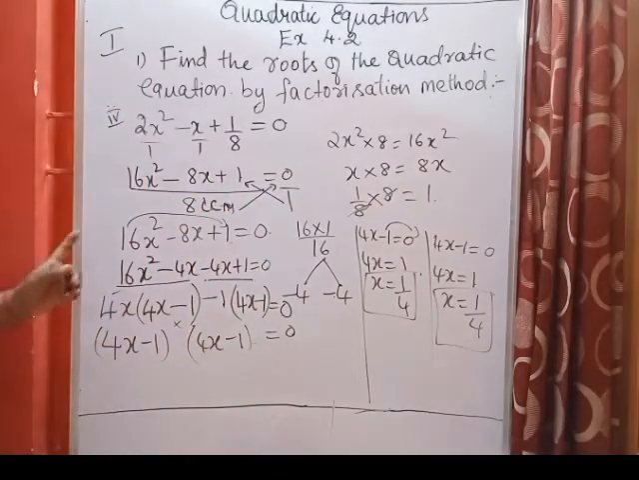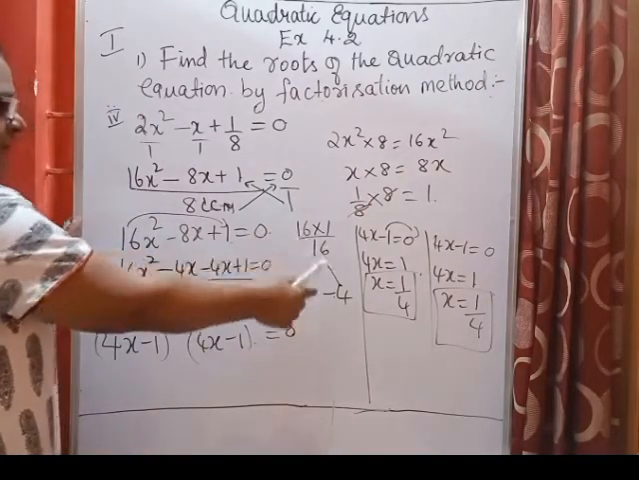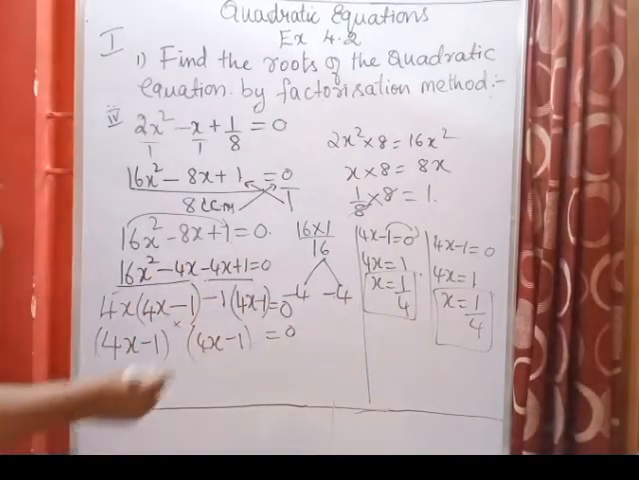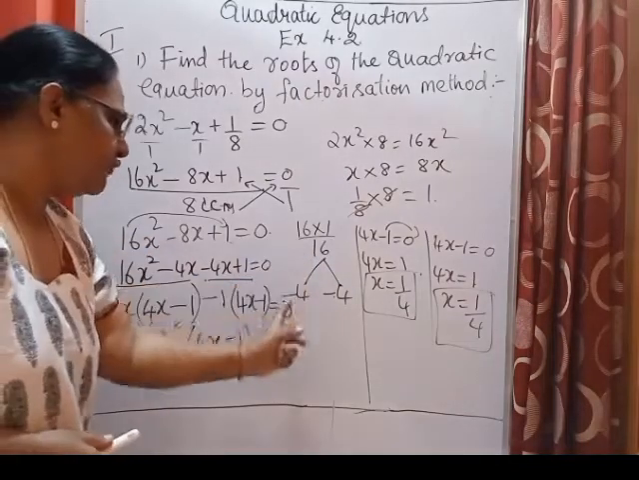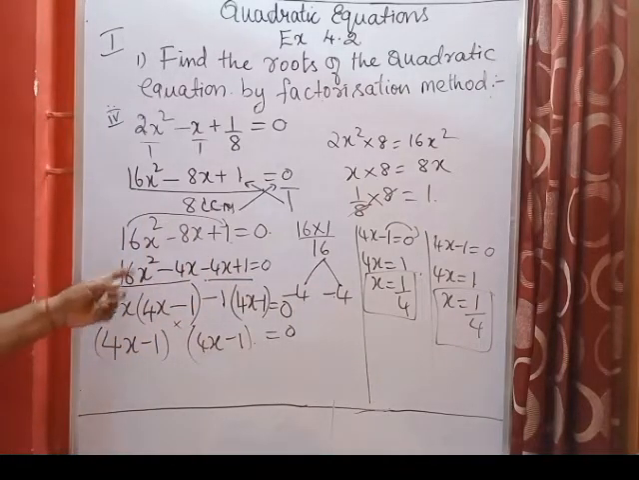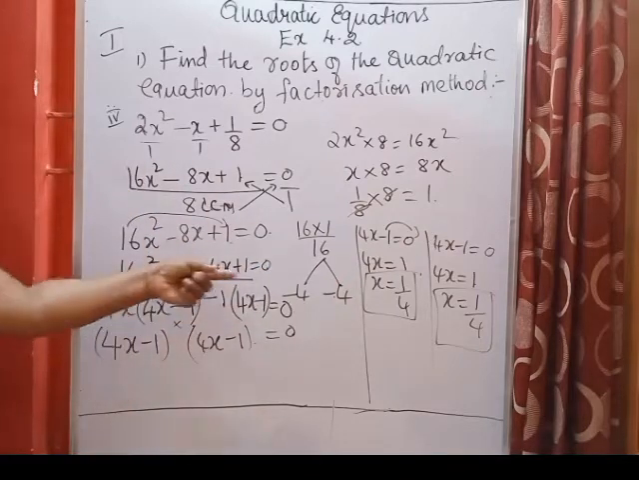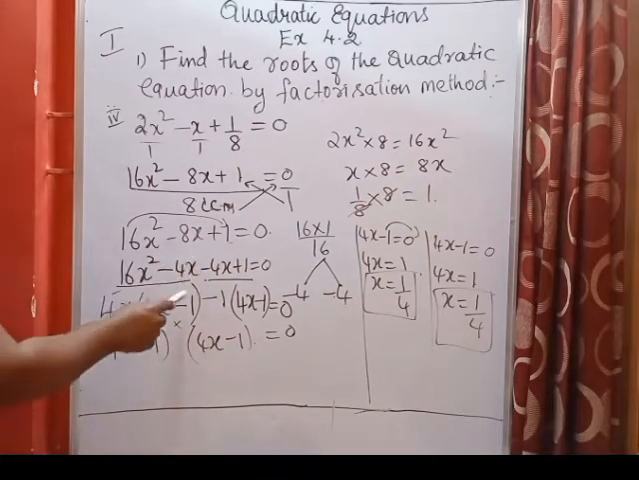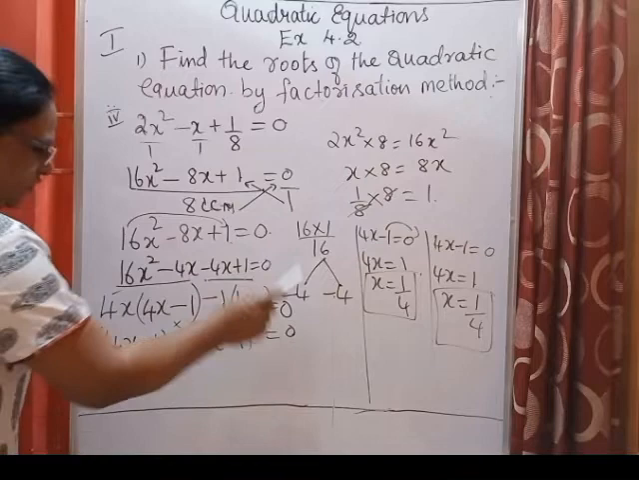Now A is having 16. Multiply these two: 16 ones are 16. For 16 you are finding the factors such that when you add these two you will get the middle term. 4 fours are 16, and 4 plus 4 is 8. So split it: 16x square, 8 can be written as minus 4x minus 4x plus 1 is equal to 0. Take common factor, group these two. Common is 4x, remaining inside is 4x minus 1. Here nothing is common, so take out 1 as common factor, remaining as it is, equal to 0.